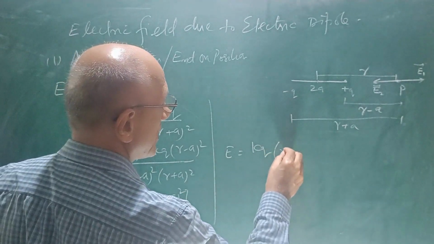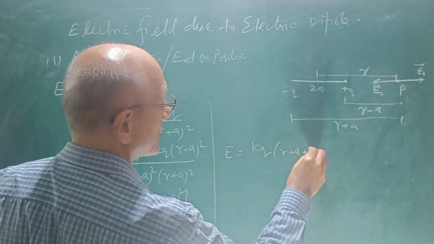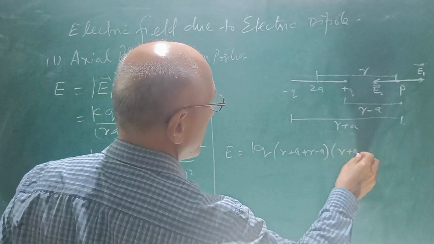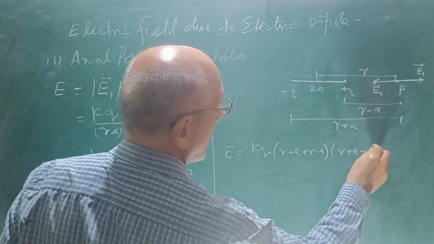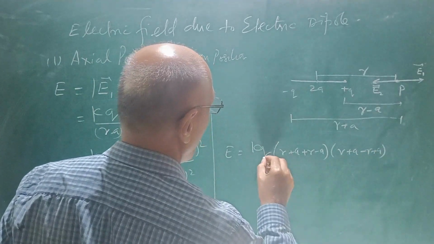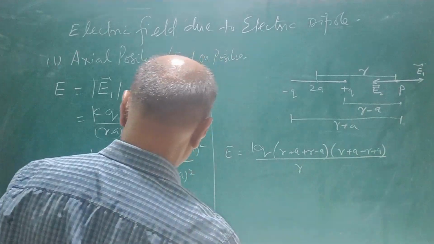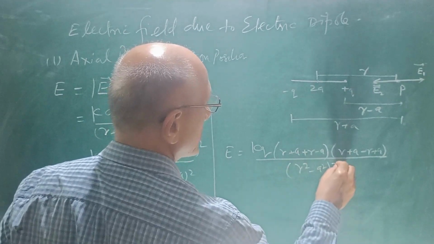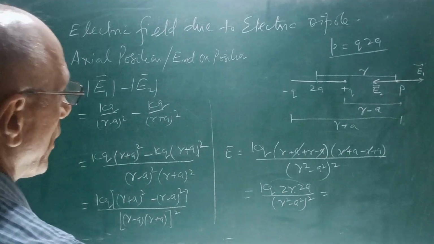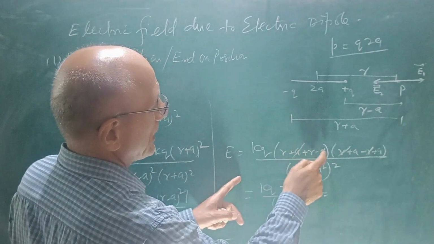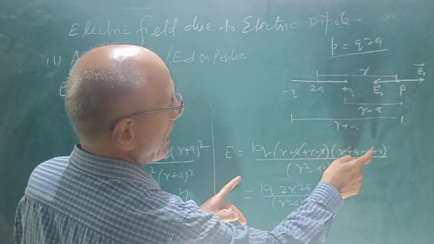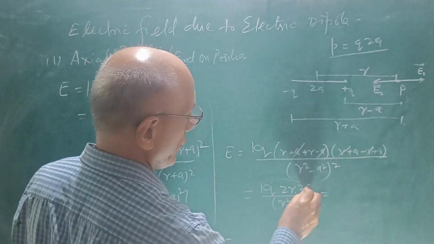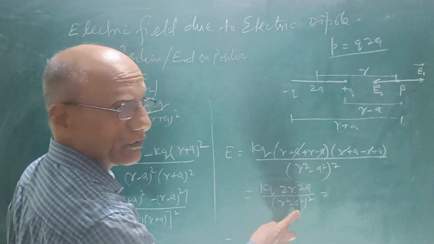So A plus B means (R plus A) plus (R minus A), into (R plus A) minus (R minus A), upon (R minus A)(R plus A), which is again R square minus A square, and this is whole square. Now you can have R, A cancelled, then here R and R will cancel. So you'll get KQ 2R into 2A upon (R square minus A square) whole square.